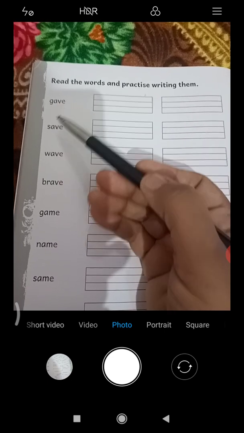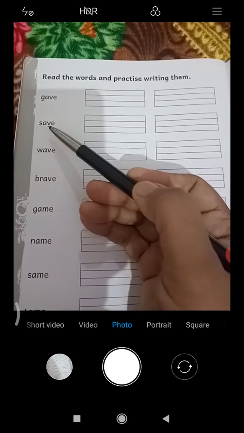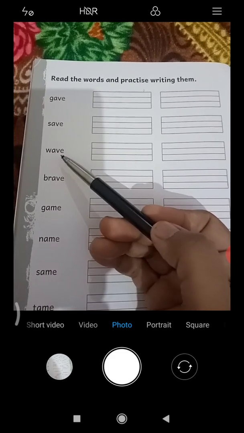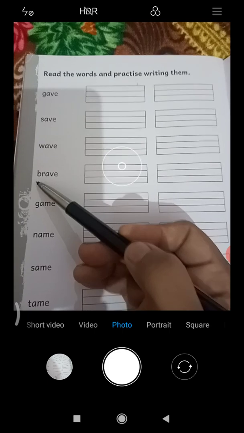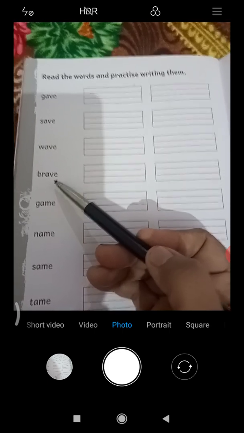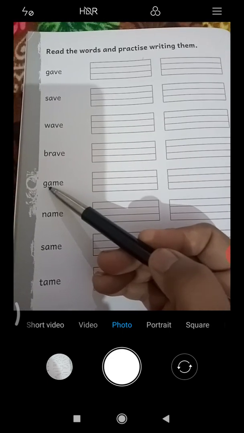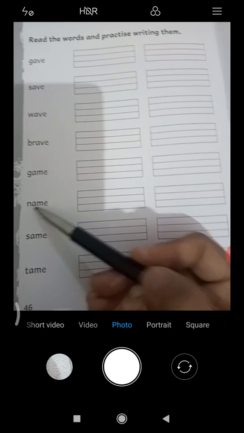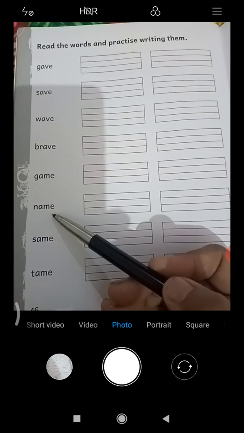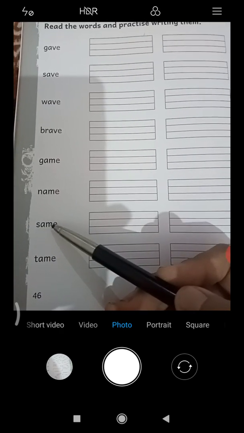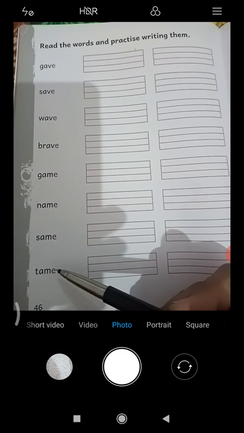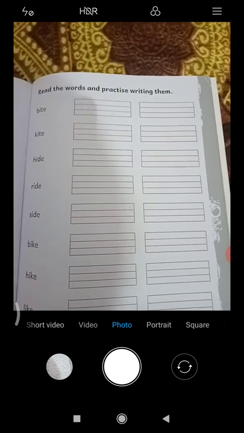G-A-V-E, gave. S-A-V-E, save. W-A-V-E, wave. B-R-A-V-E, brave. G-A-M-E, game. N-A-M-E, name. S-A-M-E, same. T-A-M-E, tame. Now students, open page number 47.